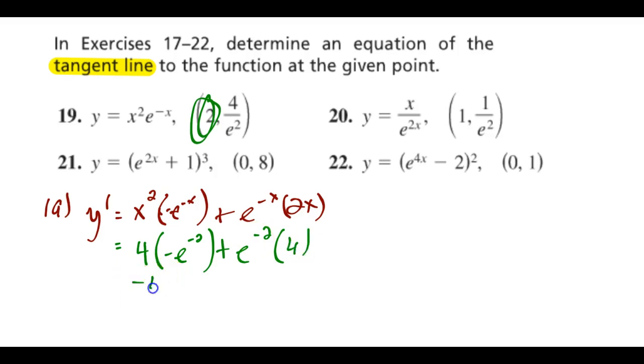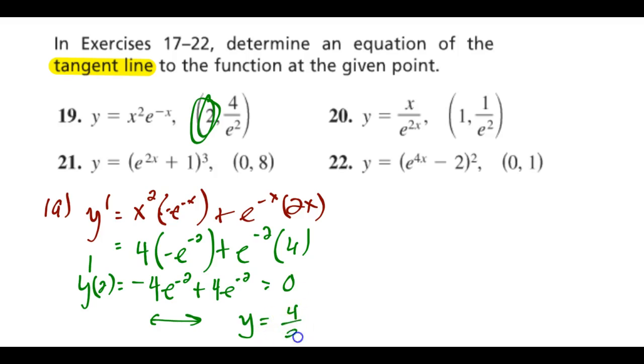So that's negative 4e to the negative second plus 4e to the negative second. And so the derivative at 2 equals 0. And if that's true, then I've got a horizontal line. And that horizontal line is just y equals 4 over e squared, because that's the y value. That was an interesting one because everything fell out.